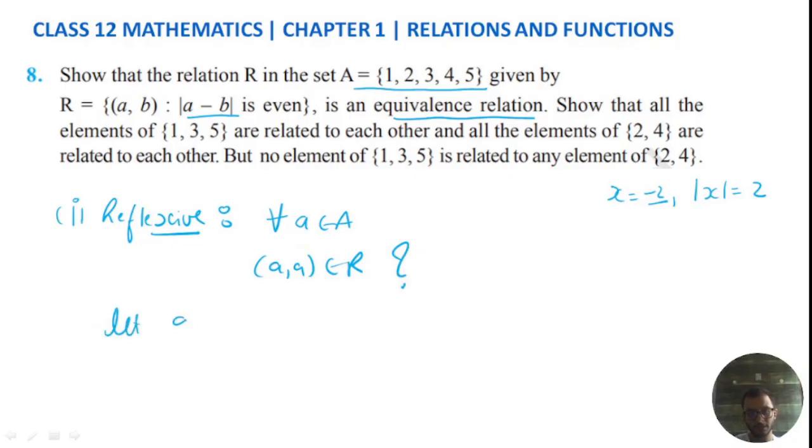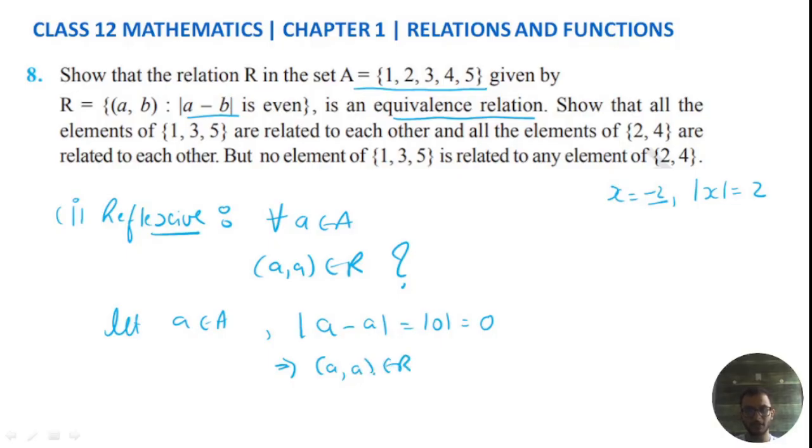So let a belong to A. Now what will be the modulus of a minus a? a minus a will be 0, and the modulus of 0 will be 0, because the sign of 0 is already positive. We always take the sign of 0 as positive; we don't say -0. So it is 0 only. And we know that 0 is an even number. So we got that modulus of a minus a is even, and this is what the definition of the relation is, right? So we got (a, a) belongs to R.